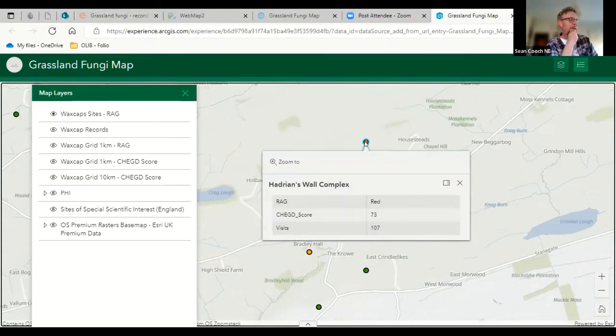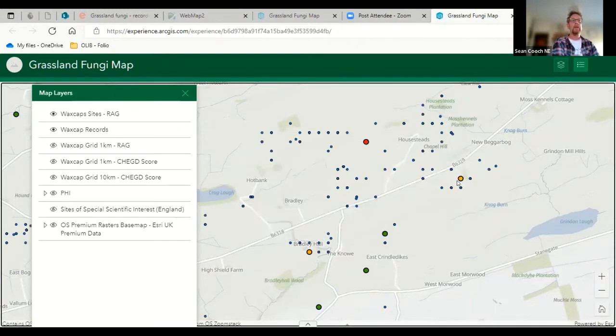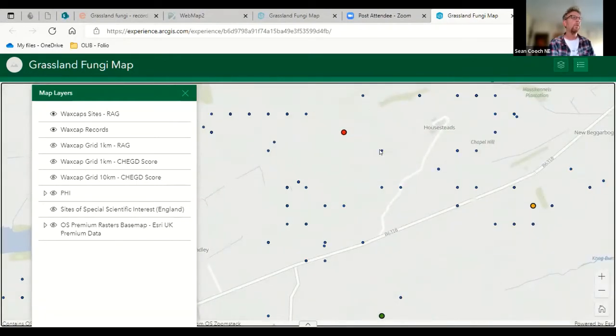So Hadrian's Wall is a complex. So this dot is a centroid. It maps the Hadrian's Wall complex, and it shows the CHEGD score there of 73, which is exceptional. What we can do is add the actual waxcap records. This is now a site-based look, and we can zoom in a tiny bit more.